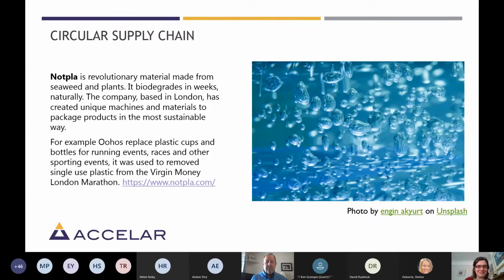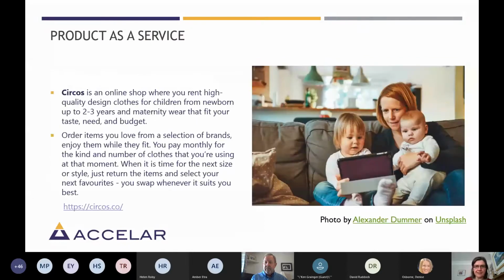So it's quite revolutionary. Pre-COVID they were testing it for ketchup and sauce to replace sachets as well, so it'd be interesting to see how that develops in time. But very, very well supported and invested in. Each of the examples has got a web link there, so you can go and explore these businesses for yourself.